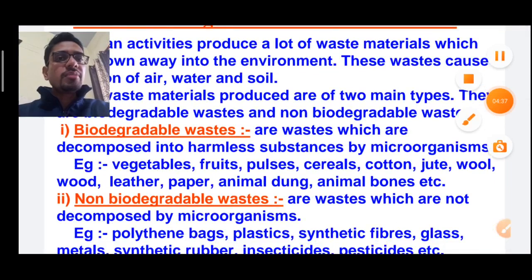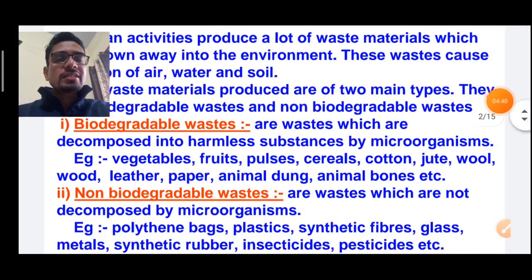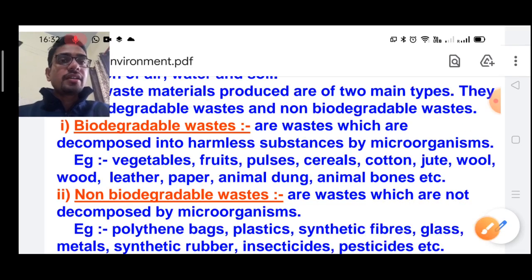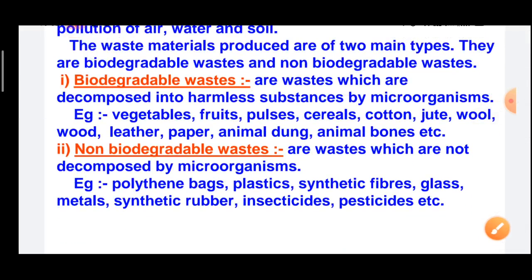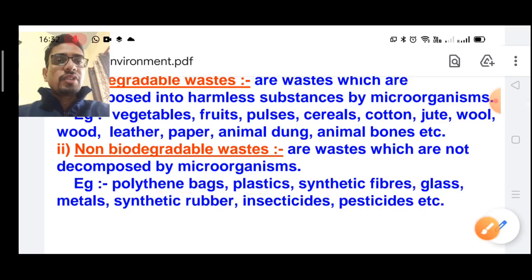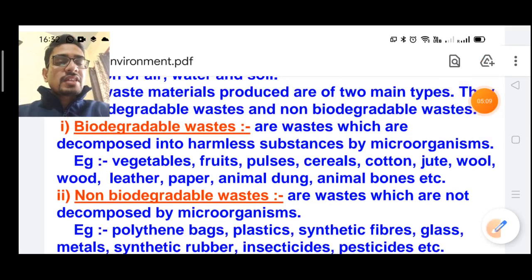You know, biodegradable waste. What are biodegradable wastes? These kinds of wastes get decomposed into harmless substances, like vegetables, fruits, pulses. These can be decomposed by microorganisms. But non-biodegradable wastes like plastic, polythene bags, synthetic fibers, glass never get decomposed. They take a lot of time to decompose and they get accumulated in the environment, which is very harmful. Okay, so these are the different kinds of waste. You know about them. This was very basic. You have studied it in your previous classes.